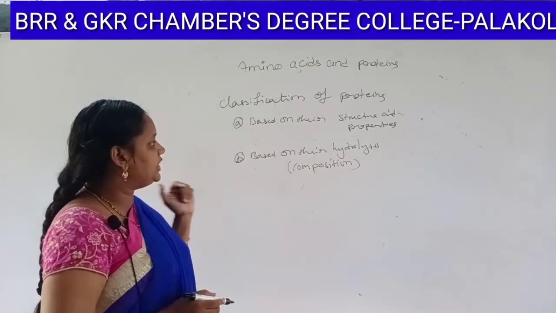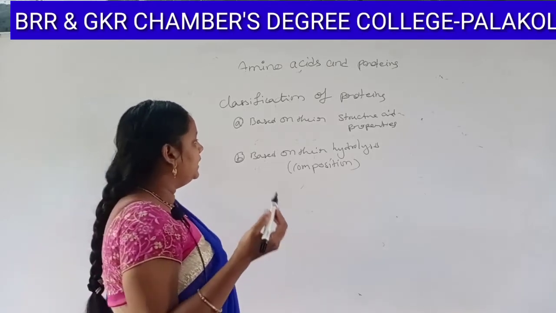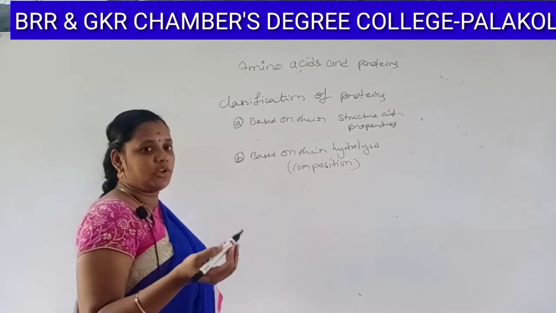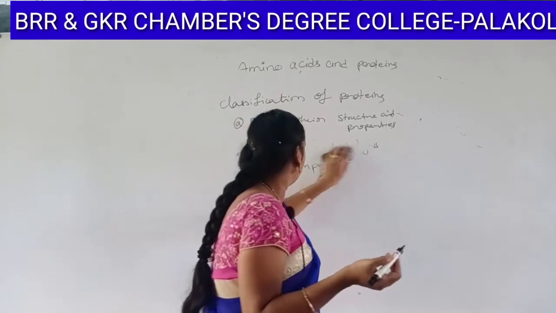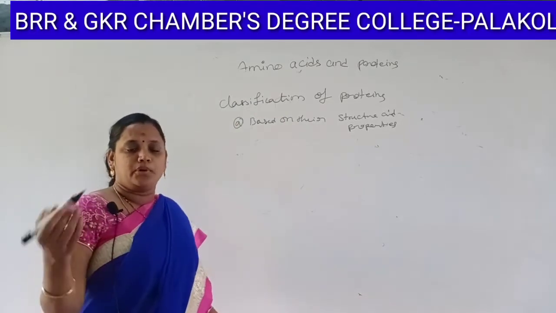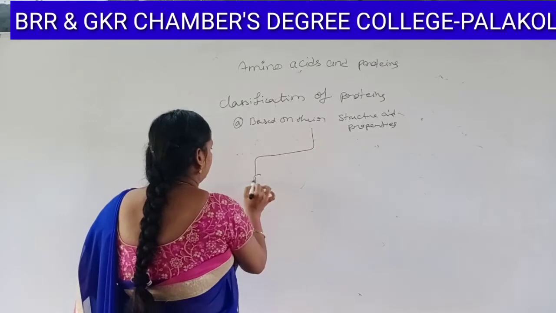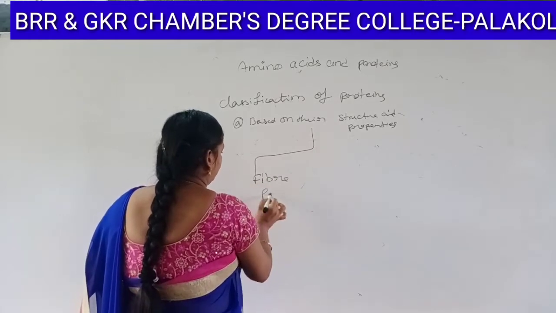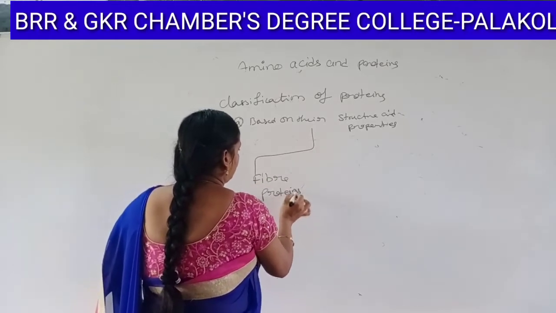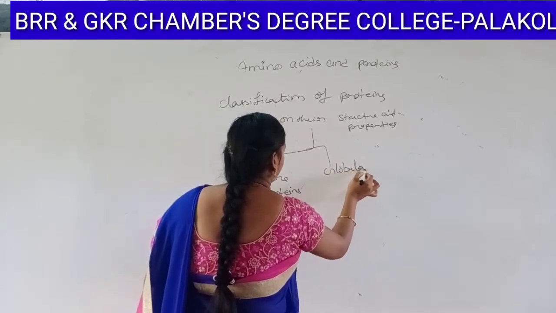Okay, students, let us know the classification based on their structure. First classification: based on their structure and properties, proteins are classified into two types. They are fiber proteins and globular proteins.